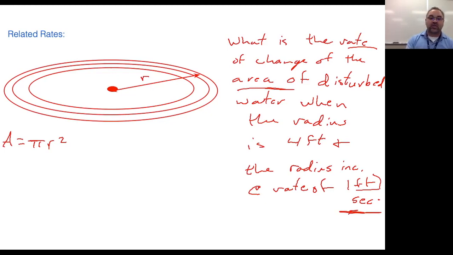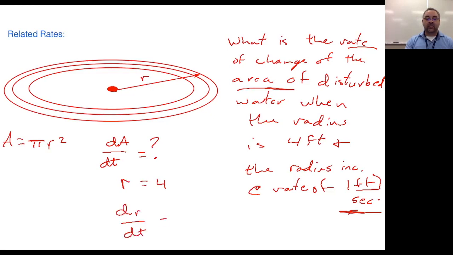You see, they want me to find the rate of change of the area, but they want it over time, right? dA/dt, not dA/dr. We're not looking for the rate of change of area with respect to radius. We're looking at the rate of change of area with respect to time. So that's the quantity we want to know. What do we know? We know that when the radius is equal to 4, the rate of change of the radius is equal to 1 foot per second.